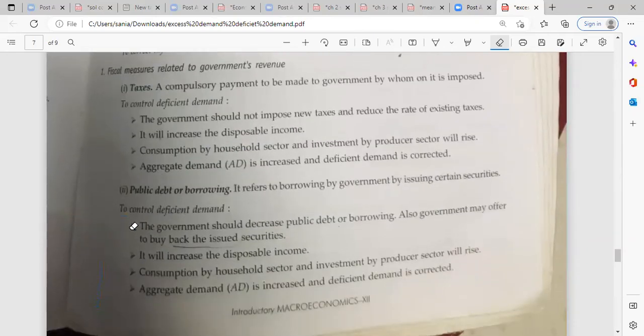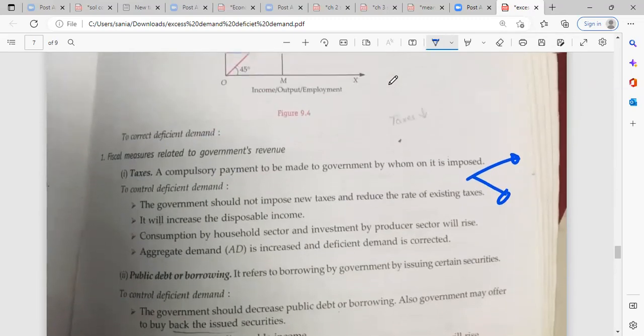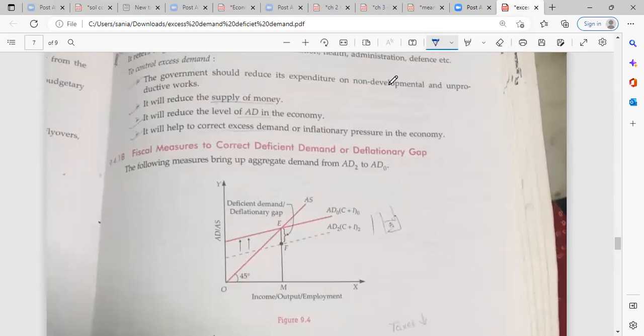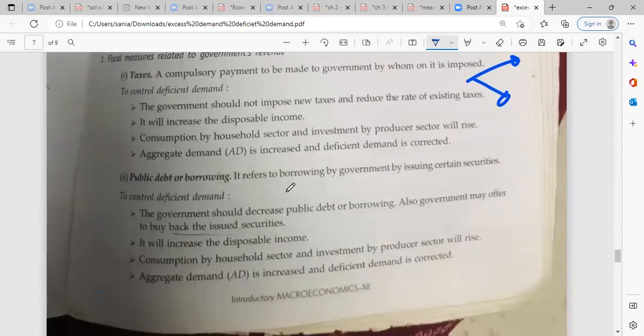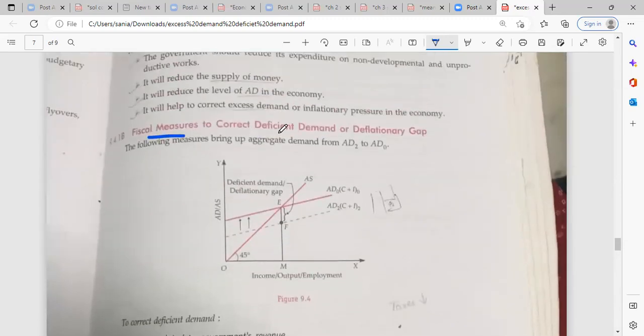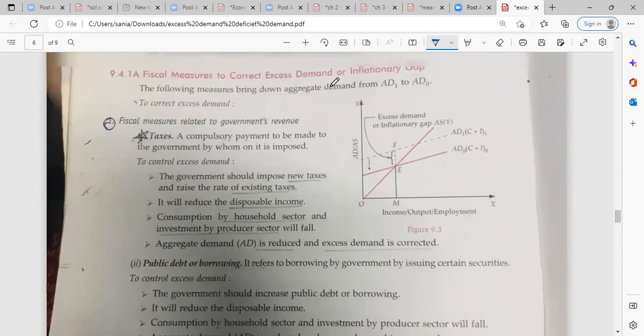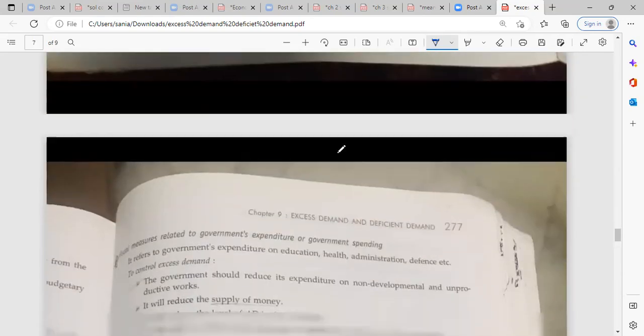Just check, is this the last slide? Yes, ma'am. Aggregate demand is increased, and deficit demand, because in this chapter one you will be doing excess demand and one you will be doing deficit demand. So excess demand is covered. I think we started with deficit demand. Ma'am, the fiscal measures to correct that one, we are doing the taxes is done, and now we have to write the public debt or borrowing. Okay, you have to start from here. Public debt. Yes. Right. So fiscal measures to correct deficit demand. Right. Yes, ma'am. Now we have the fiscal measures to correct excess demand that we have covered already. This one. Okay, ma'am.